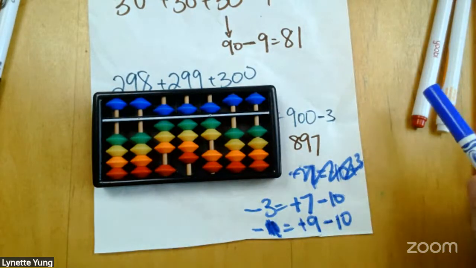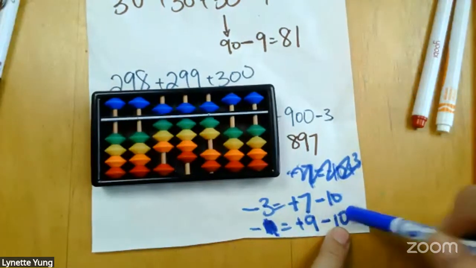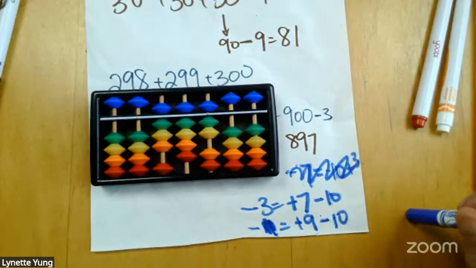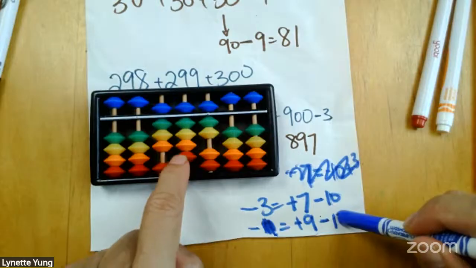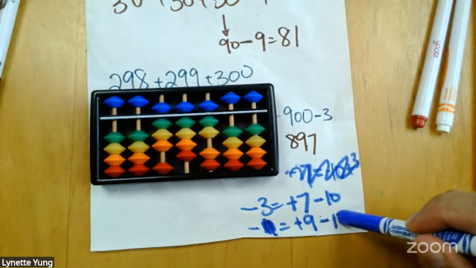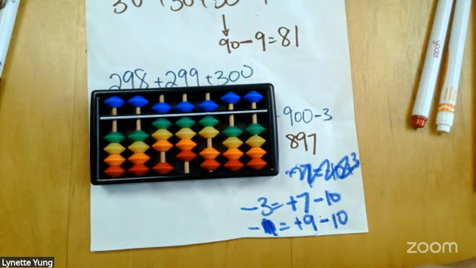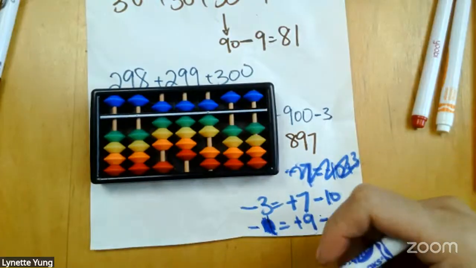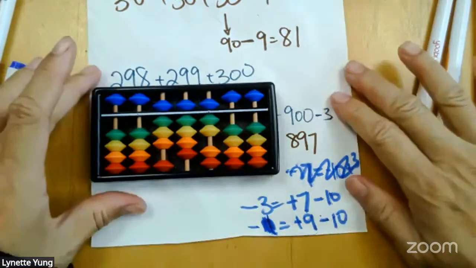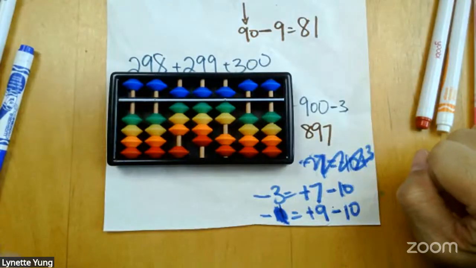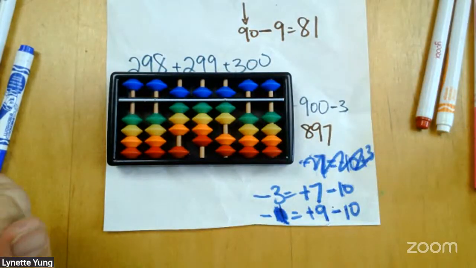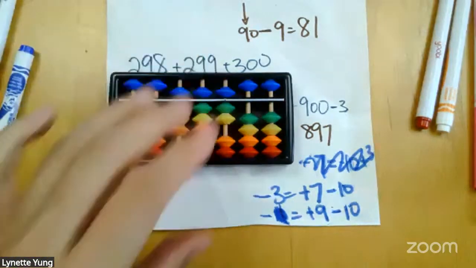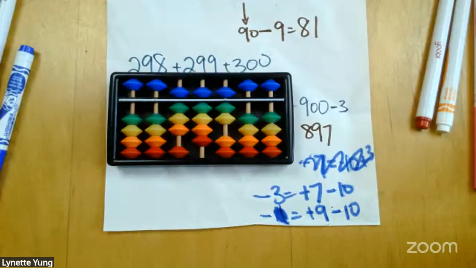Would you say minus 10 or just minus the 1? I'd say minus 10 because you got to go from 0, 1, 0, 1. This is 10. I would not say 1 because then it sounds like you're doing this. So minus 1 is equal to plus the 9 minus the 10. Okay, I see. So then your answer is 897.